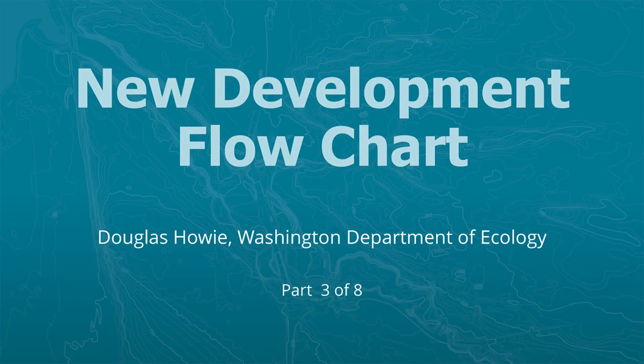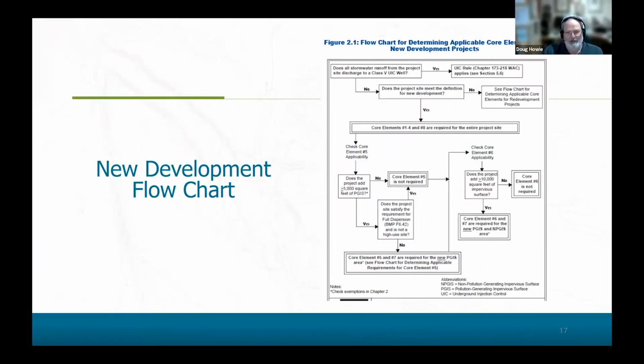We are doing a project. We have a new subdivision, a new commercial project. So how do we determine what we need to do? And this is not a real simple process. So ecology went to the extent of creating a flow chart to try to help us, the proponents, determine what to do, what minimum requirements to provide, how to get from place to place.